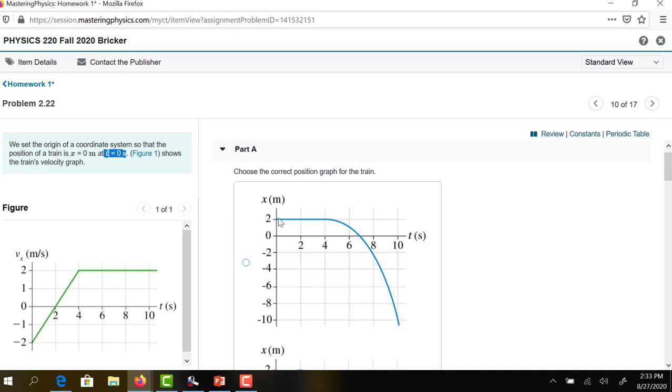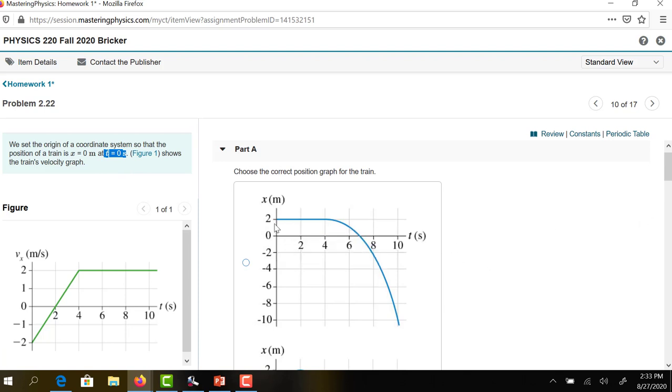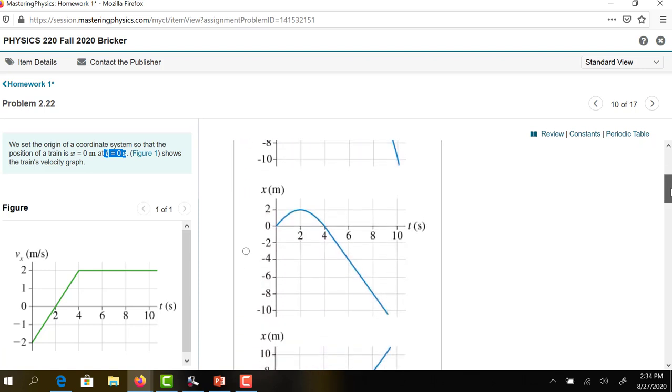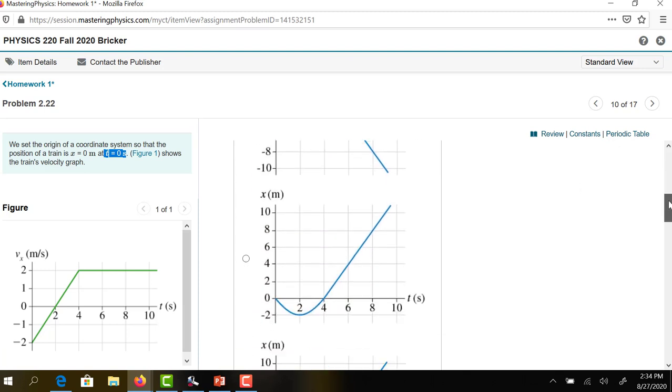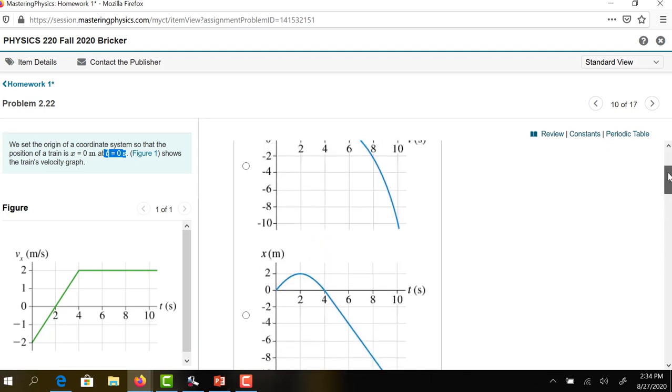In this one, they tell us we start at 0, so this is not going to make any sense. This is starting at 2. Plus, for the first part, here's where the velocity is 0. That doesn't make any sense. Okay, this one is starting at 0. That one's starting at 0. That one's starting at 0. So those are possibilities.